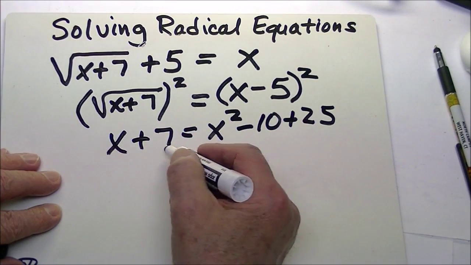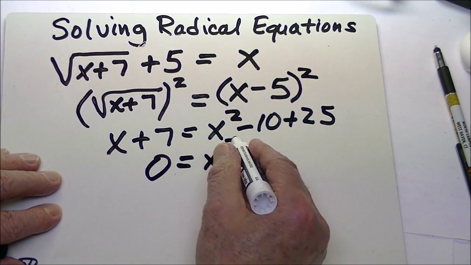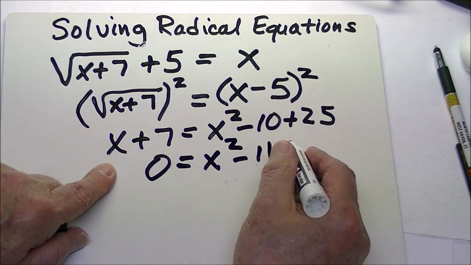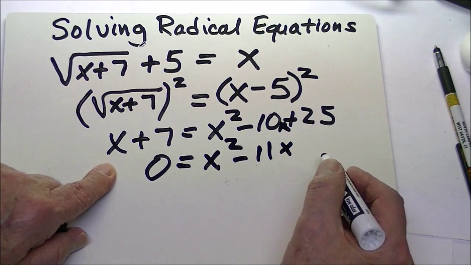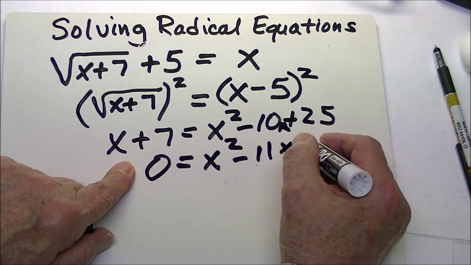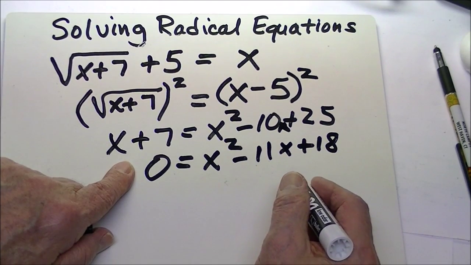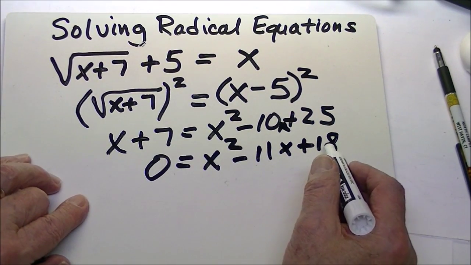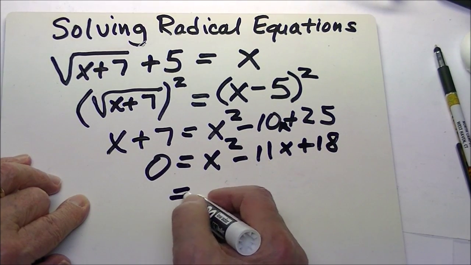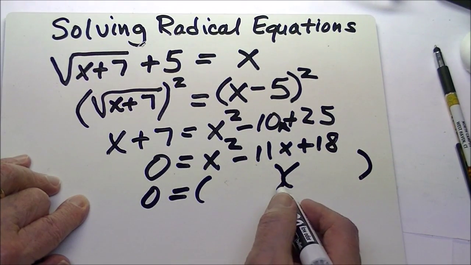Now we transfer everything from this side to that side. So we end up with a 0 on this side. I'm going to subtract an x, so that gives me then an 11x. And I'm going to subtract 7, so this gives me an 18. Now I have a quadratic equation that's in standard form, and the only method we've had so far to solve it is to factor it. That is, finding the zeros.